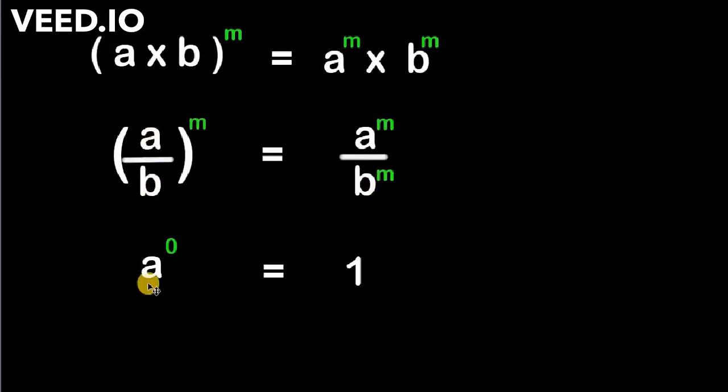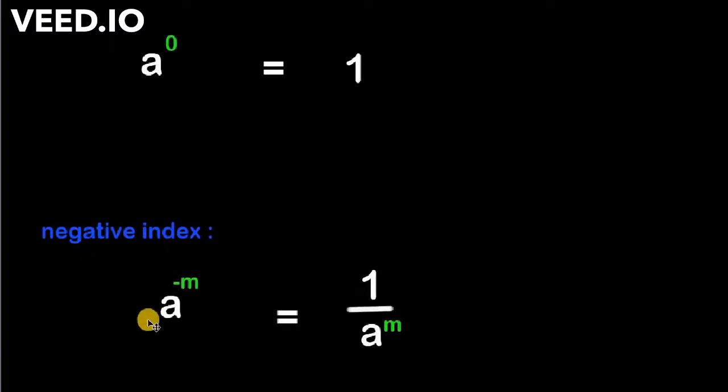The other rule, the other indices says if any base is raised to 0, it is always equal to 1. Suppose we have negative index to any base, then that can be written as positive index by writing 1 divided by a to the power of m.